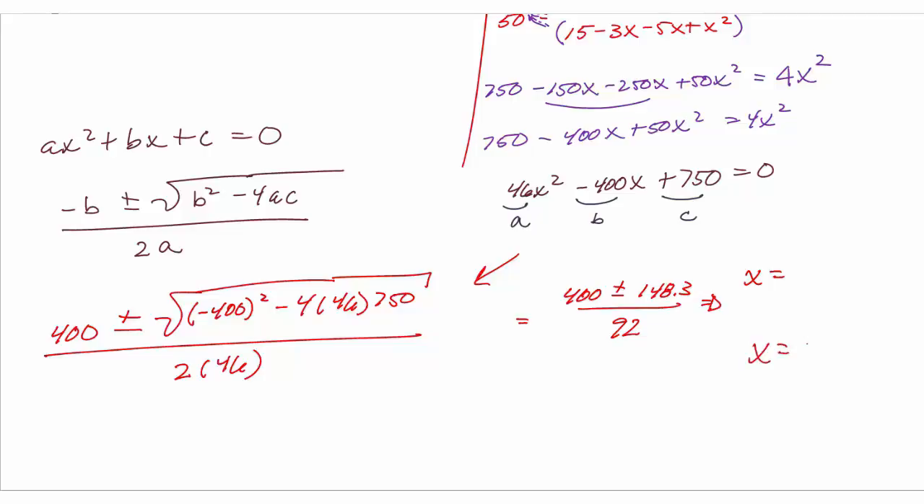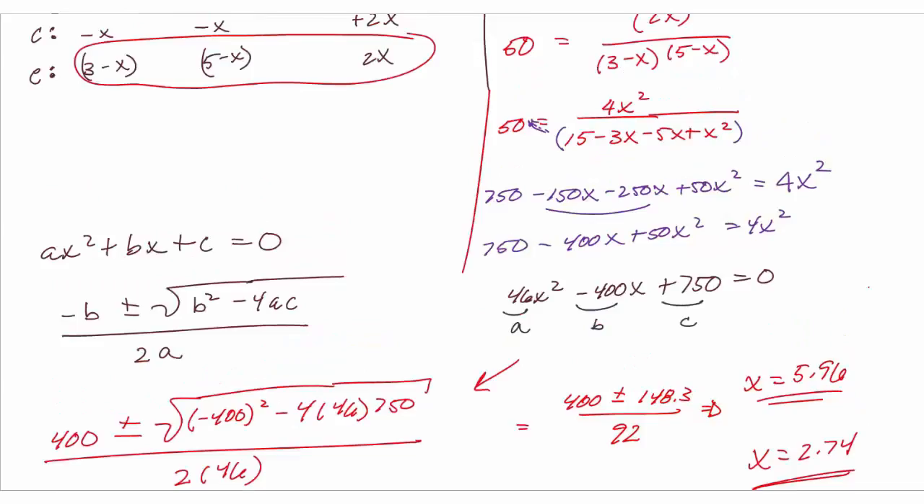Let's find the first one. 400 plus 148.3 equals, divide by 92 equals about 5.96. That's one possibility. Now let's do the other one. 400 minus 148.3, it equals, divide by 92, you get 2.74. Okay, so my answers, they're getting really close now. One of those isn't going to make sense.